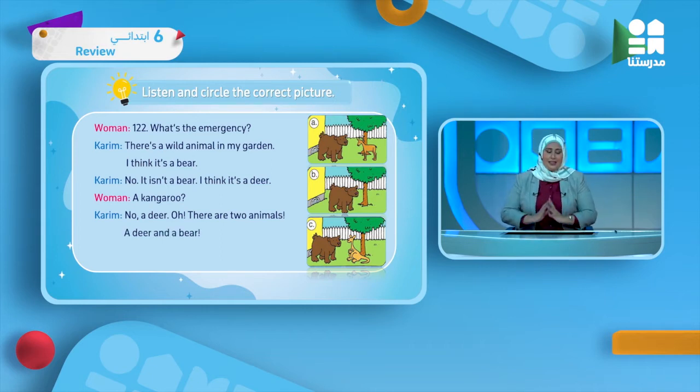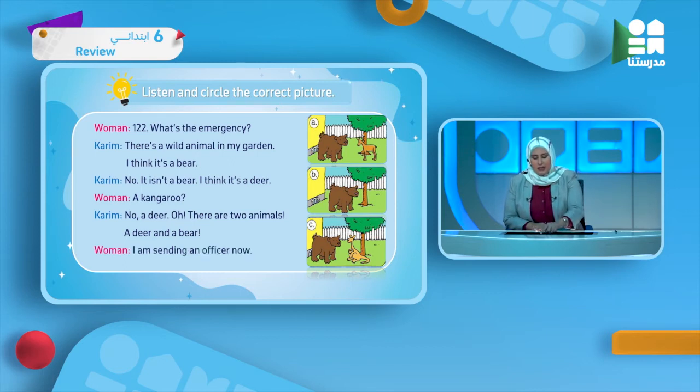So at the end, Karim says that he can see in his garden two animals. What kinds of animals? He can see a deer and a bear. Which picture is it? It's not picture B. So it's either A or C. So which one is it? A deer and a bear. So of course it is the first picture. Here the woman says, I'm sending an officer now. Of course it is the first picture, picture A.